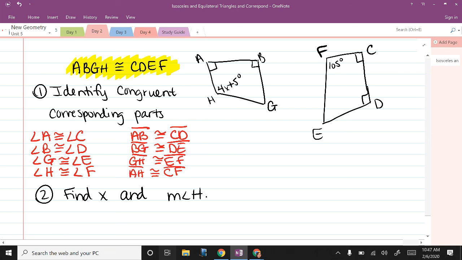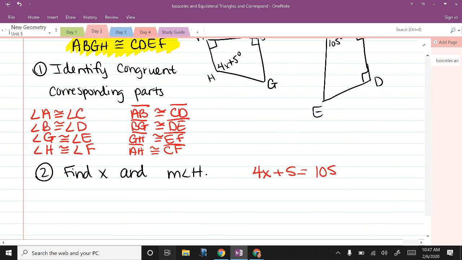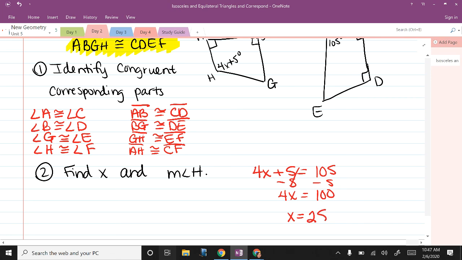Number 2 says find X and the measure of angle H. So what can I do there? 4x plus 5 equals 105. Right, H and F correspond with each other, right? So those angles are congruent. So I can set 4x plus 5 equal to what? 105. So how do we solve this for X? Subtract 5 everywhere. So 4x equals 100 divided by 4 and x equals 25.